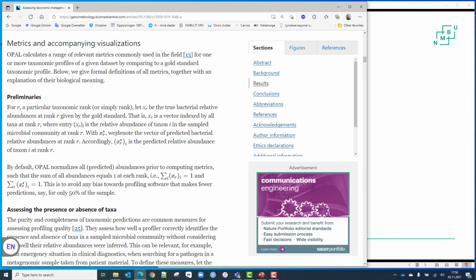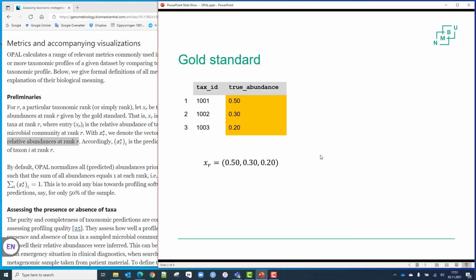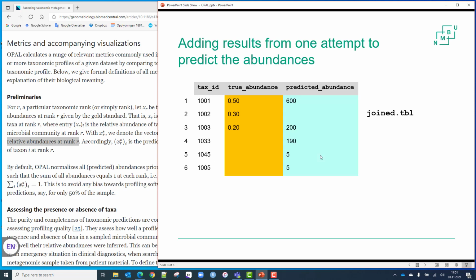So XR star is a vector of predicted bacterial relative abundances for the same rank, of course. So let's add some predictions. And here they are. We add them as a new column to the same table. And then we see a couple of things immediately here. First of all, we notice that in these predictions, there were 3 new taxa that were not originally in the gold standard. So the table grows.